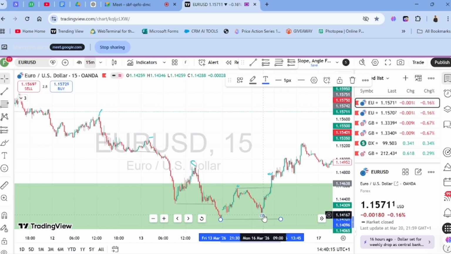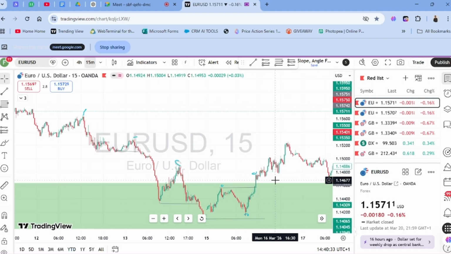Firstly, the basic foundation is market structure. Higher highs are uptrend. Higher lows, higher highs. The market will give me higher high, higher low, uptrend. For a downtrend, lower highs, lower low. All right. Now this is showing us, okay, the market wants to change. Now, what is the first thing I will do?